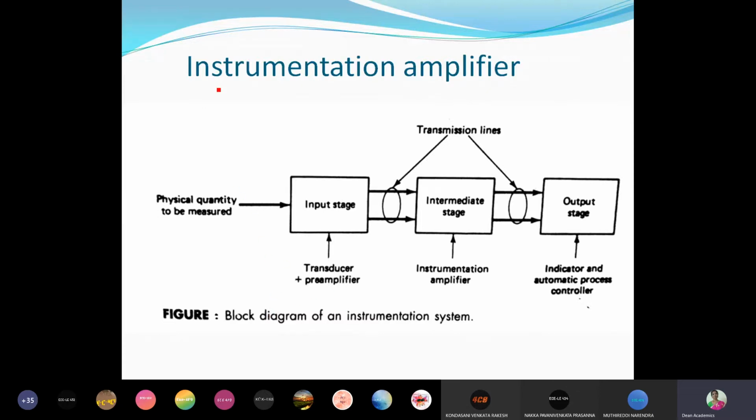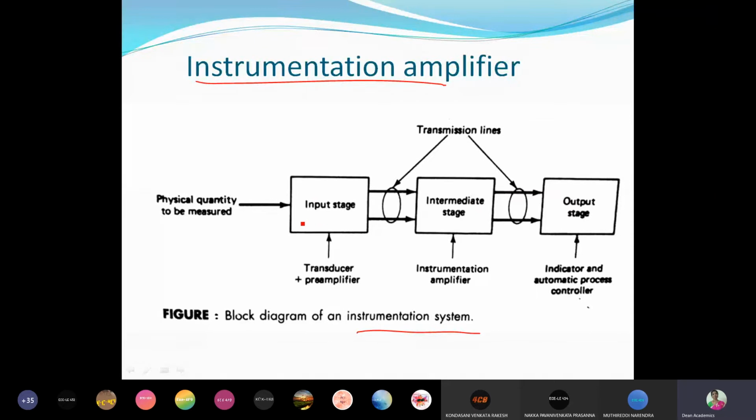Let us see what an instrumentation amplifier is. To understand what an instrumentation amplifier is and its role, we have to understand an instrumentation system. This instrumentation system has an input stage and an output stage, and in between it has an intermediate stage. So any instrumentation system has these three stages: input stage, output stage, and intermediate stage.